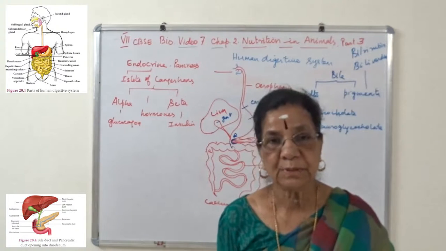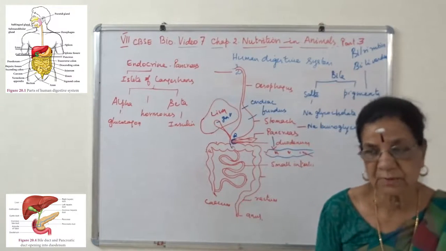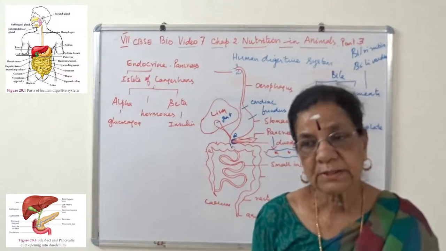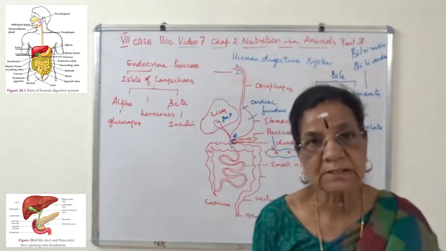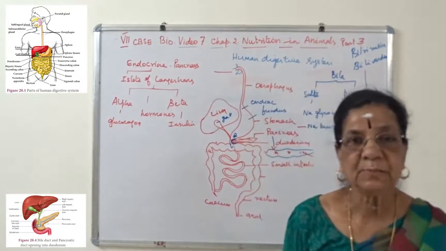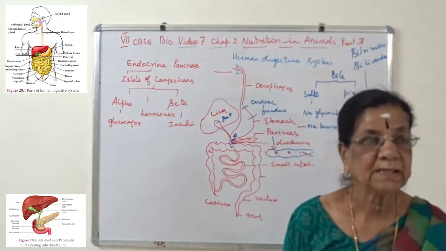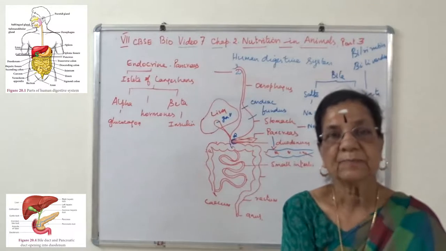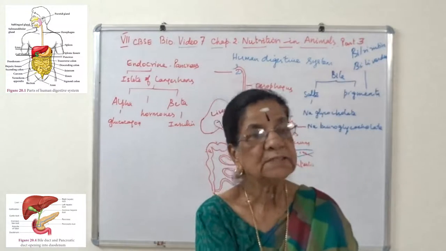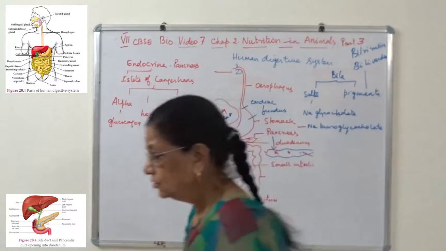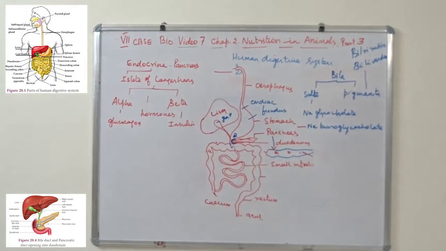A normal person should have blood sugar from 90 to 120. If it stays above 120 continuously for one or two months, then the person is diabetic, a sugar patient. So the role of insulin is very, very important. I hope you understand. This is for the pancreas.